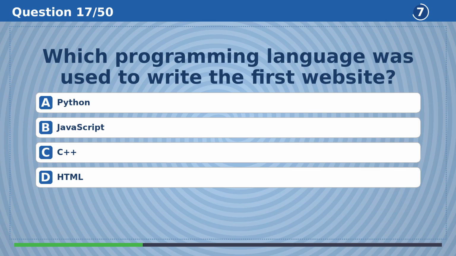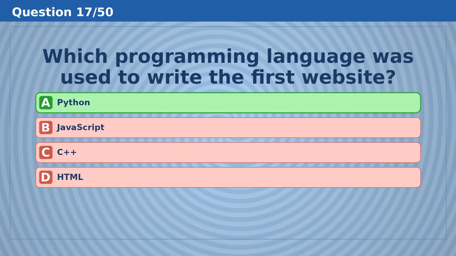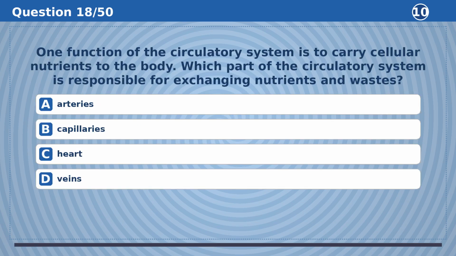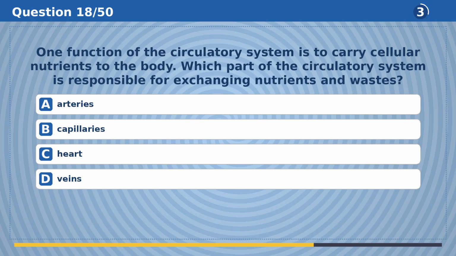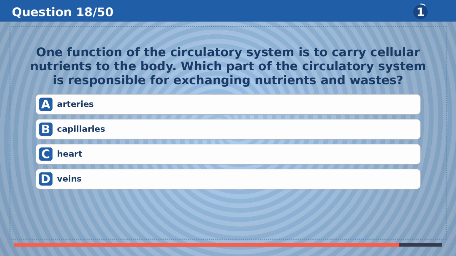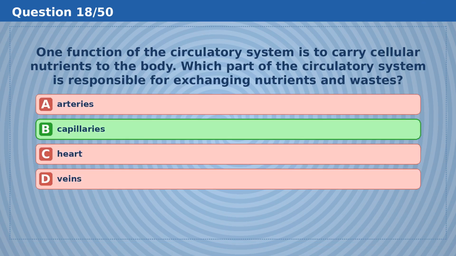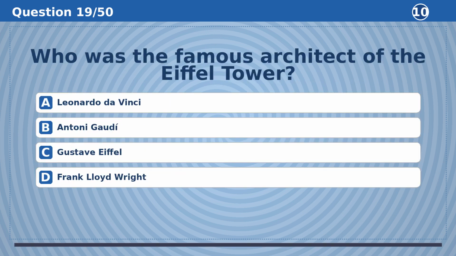Which programming language was used to write the first website? The answer is A. Python. One function of the circulatory system is to carry cellular nutrients to the body. Which part of the circulatory system is responsible for exchanging nutrients and wastes? The answer is B. Capillaries.